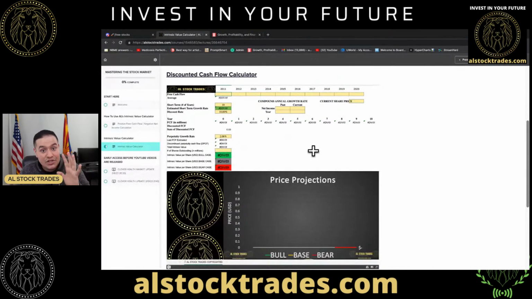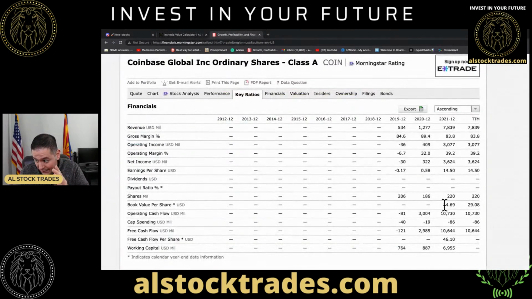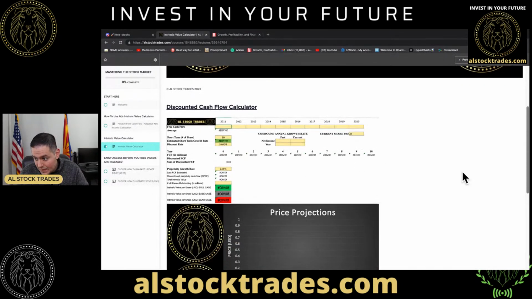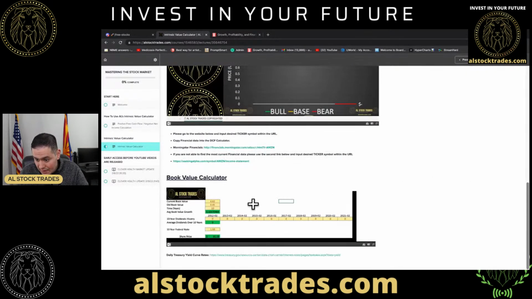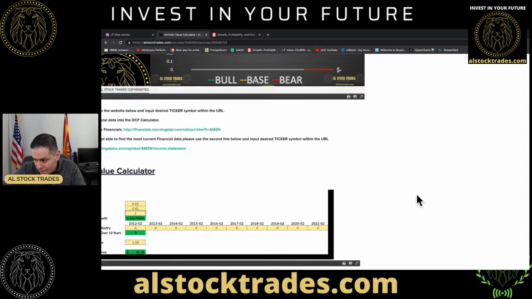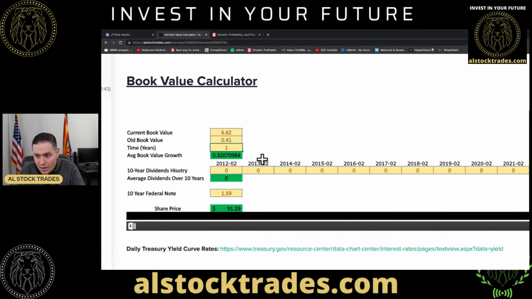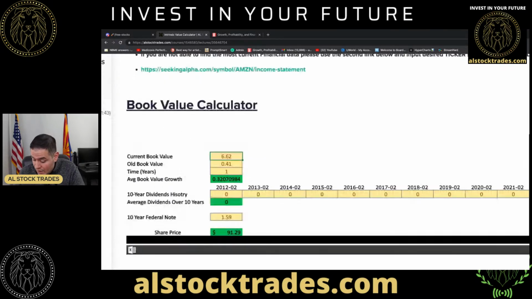Now let's calculate the book value, using the current and the old numbers over 1 year. Let's put time of year, 1 year. Let's zoom in here so you guys can see. One year, and the current book value is 29.08.